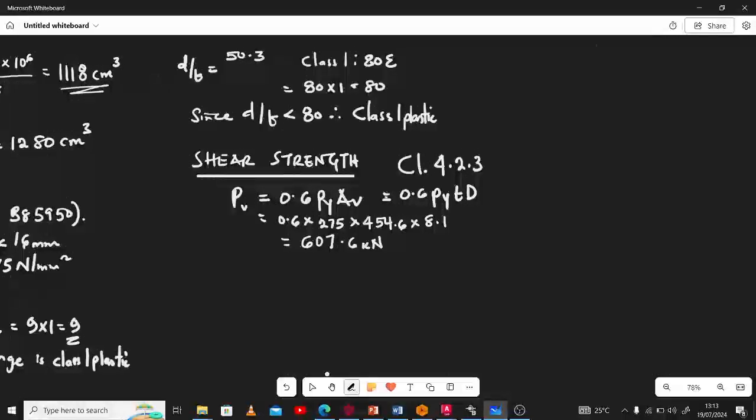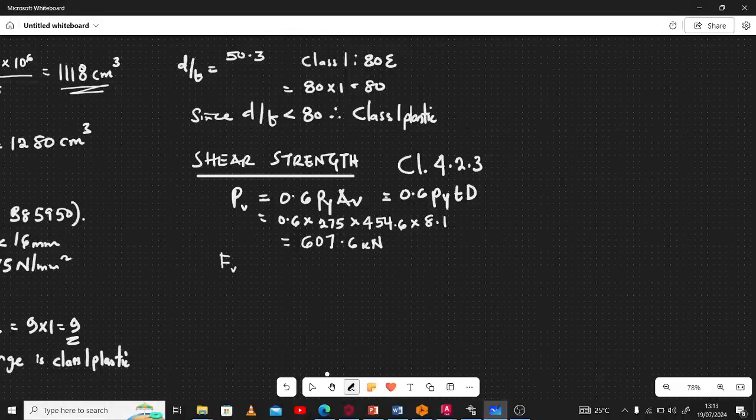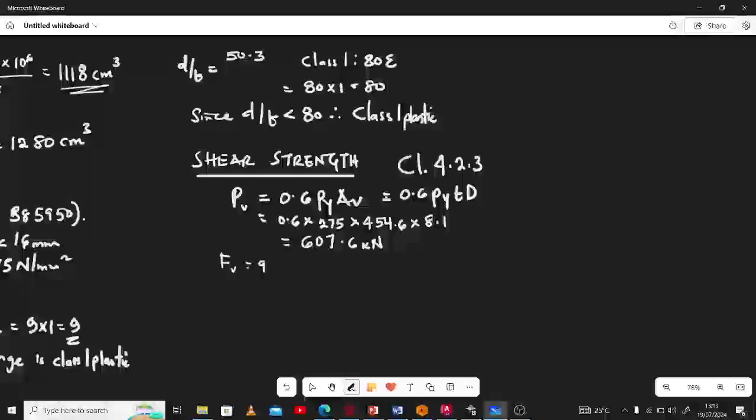Okay, so with this we can now compare with our FV, which is the reaction that we obtained earlier, 99 kilonewton, and we were told that it should be less than 0.6 PV. So what we obtain here multiplied by 0.6, let's see if it will still be less than that. So we have 364.5.